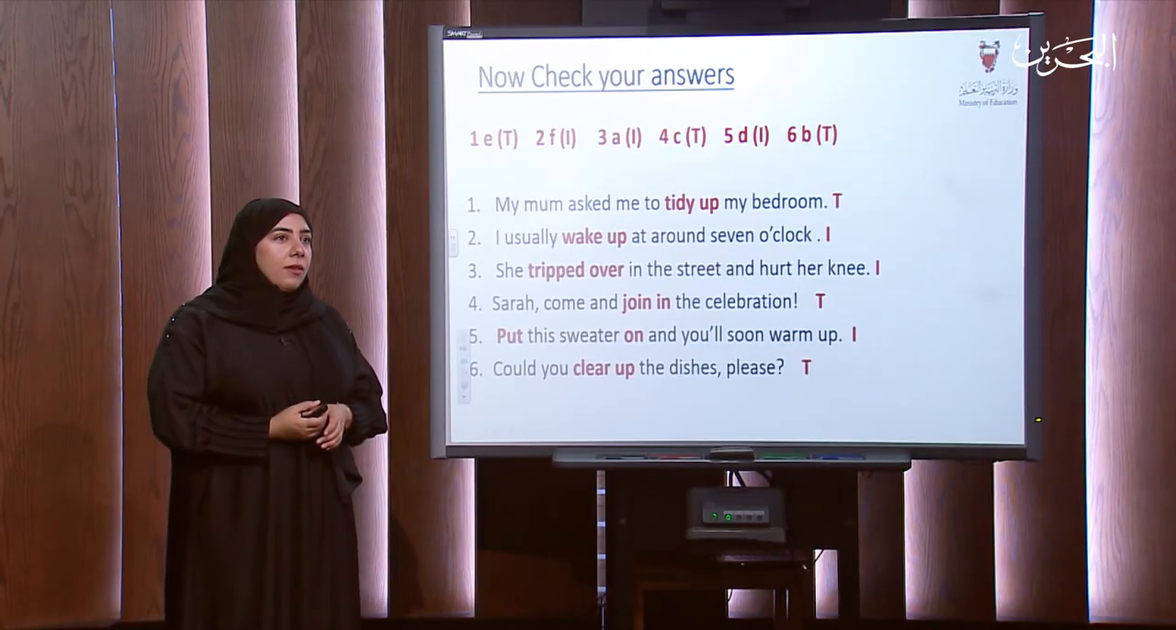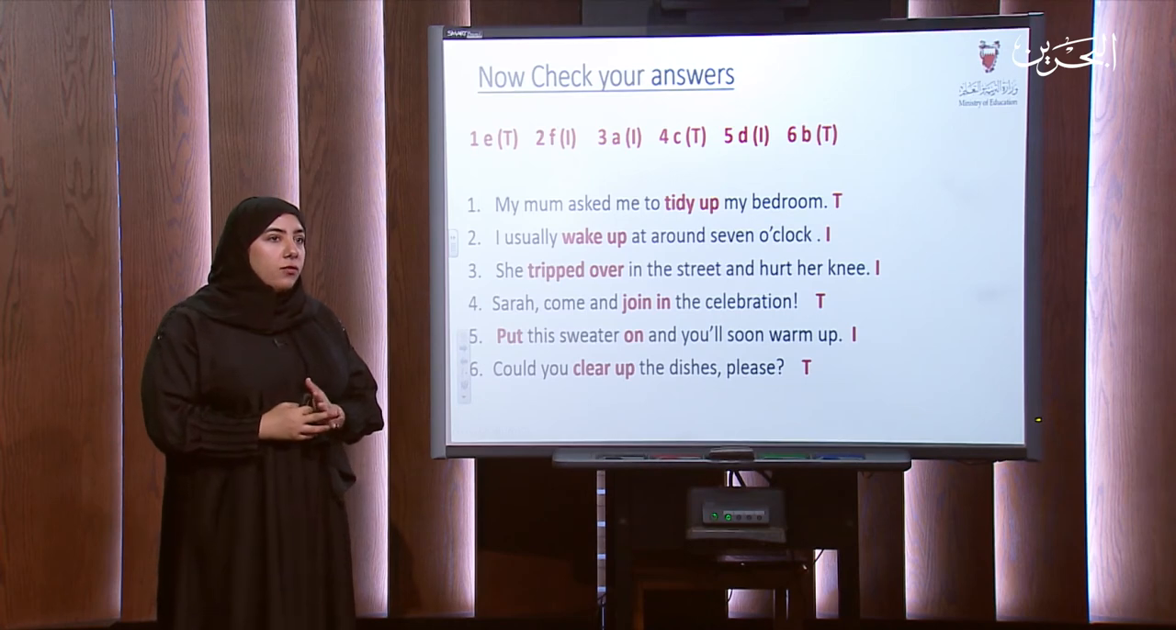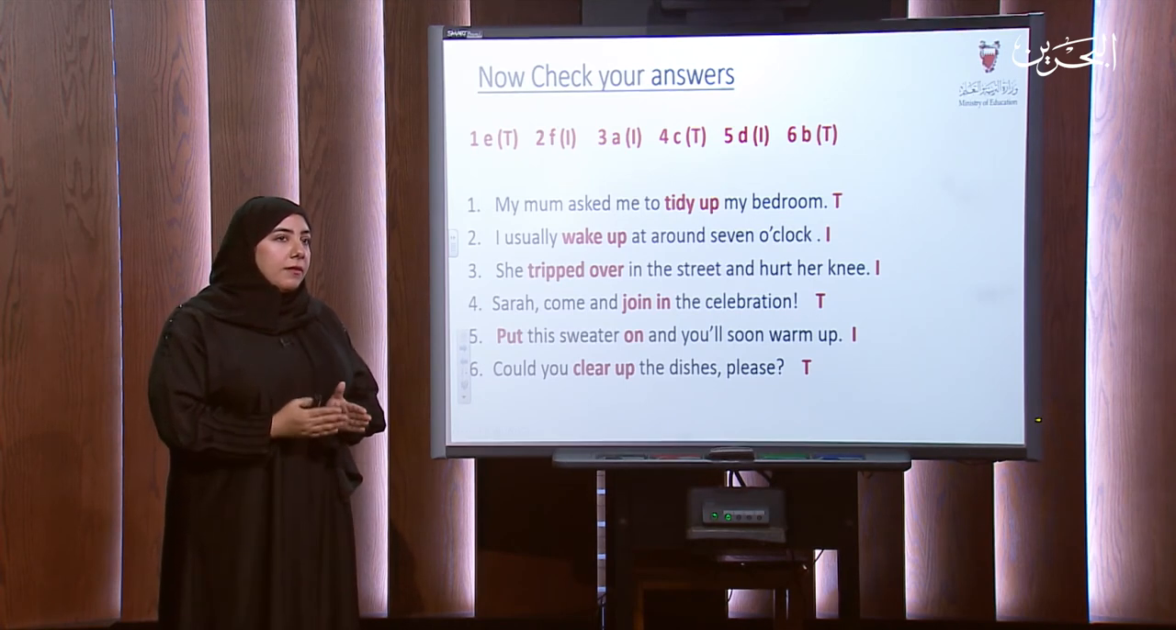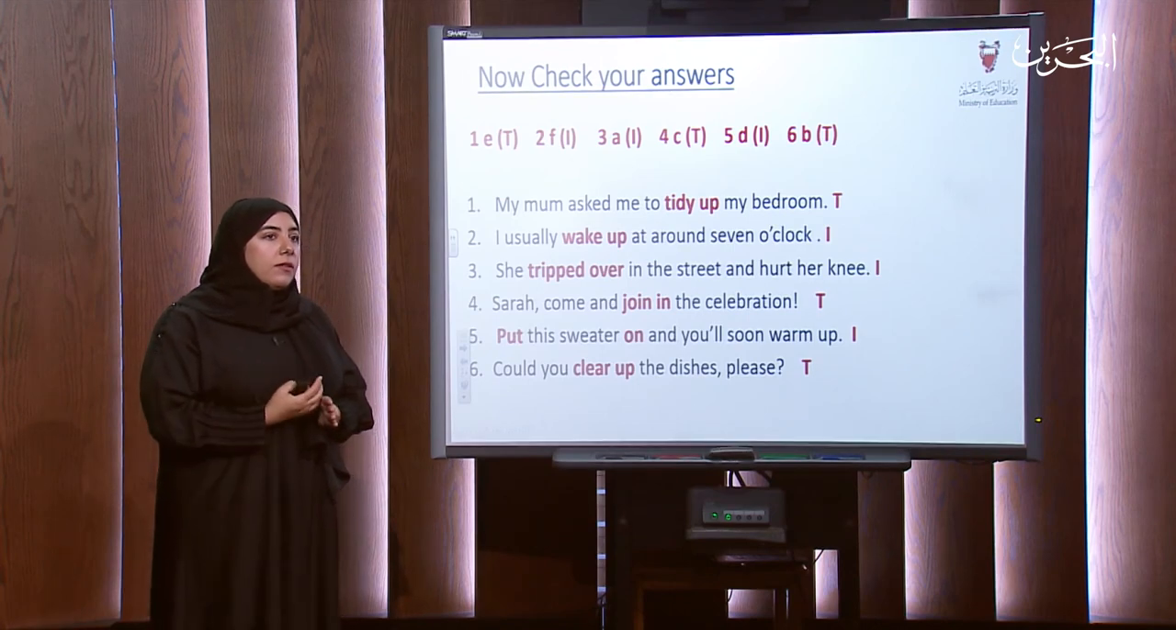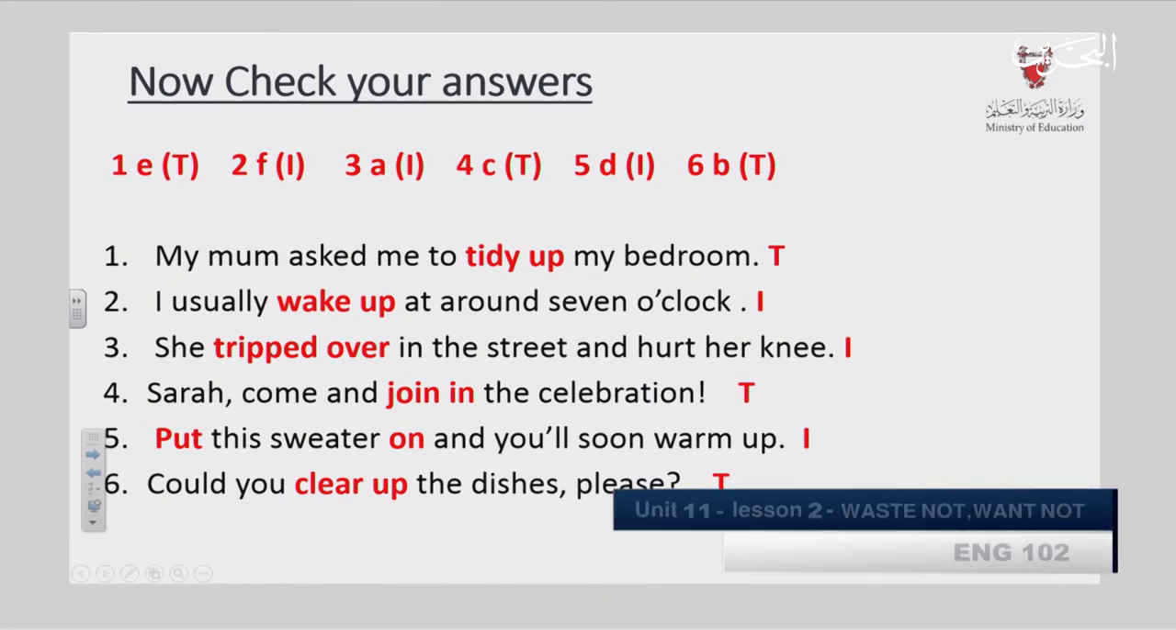Okay, let's check your answers together. Now, sentence number one is transitive, which means it takes an object, which is my bedroom. Sentence number two is intransitive. Three, intransitive. Sentence number four is transitive. Number five is intransitive. And number six is transitive. So let's have a look at the sentences.